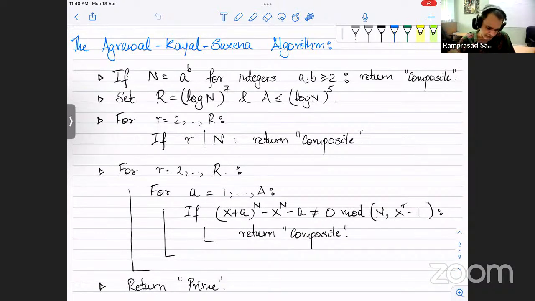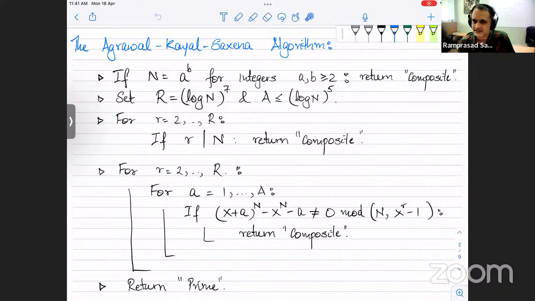Okay, so here's what we are going to do. Step 1 is you do one of your easy tests. If a number happens to be a power of something, then you know it's composite, so you say it's composite. Otherwise, you set these bounds for R and A. And the first thing that you check is if there are any small prime factors for it. That is, you try out all r from 2 to capital R or something, and if any of those things divide my number n, you just return composite.